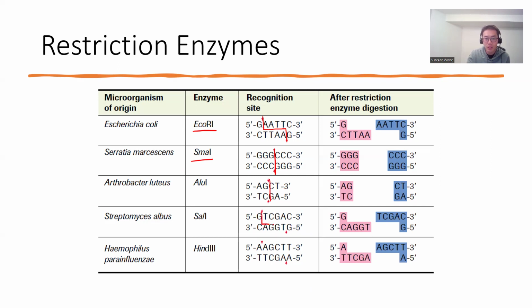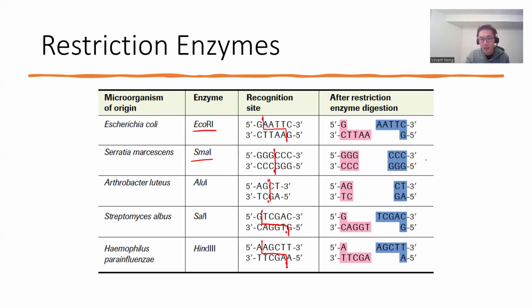So each restriction enzyme has its own recognition site, and it's only going to cut the DNA if it has those sequences in it. Okay, if it doesn't see the CCCGGG, then SmaI is not going to cut anything. More importantly, you will notice some of them cut zigzag, others cut straight down.